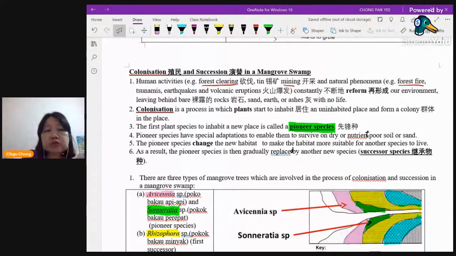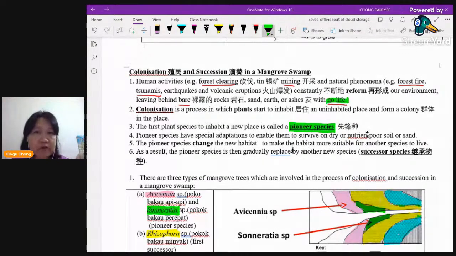Even tsunamis are able to clear the whole area. Earthquakes, volcanic eruptions, these are natural phenomena that happen. So you will have an area that is bare. Bare means kosong. You have rocks, you have sand, you have earth with no life. In the beginning, there's nothing there, there's no life. But it will not stay like that forever. There will come a time, maybe a few months later, you go and see some grass growing there. Now this is called colonization.